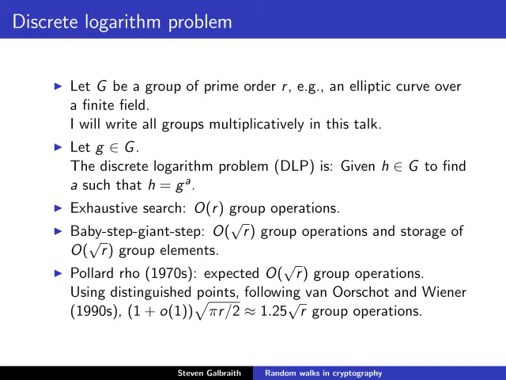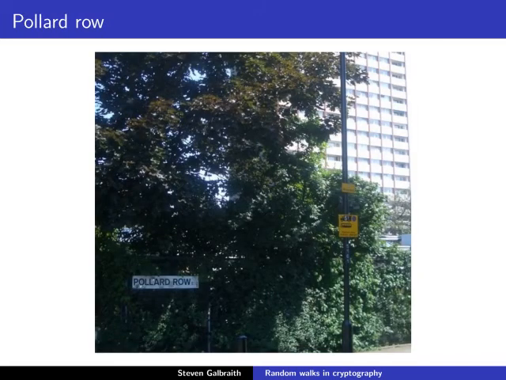If you go to certain countries like Mexico, you find all the streets are named after famous people. If you go to London, they're named after algorithms. Here you go, this is a street in London. It's called Pollard Row.